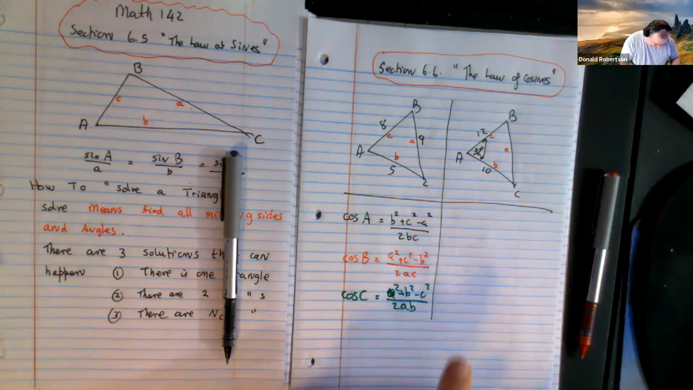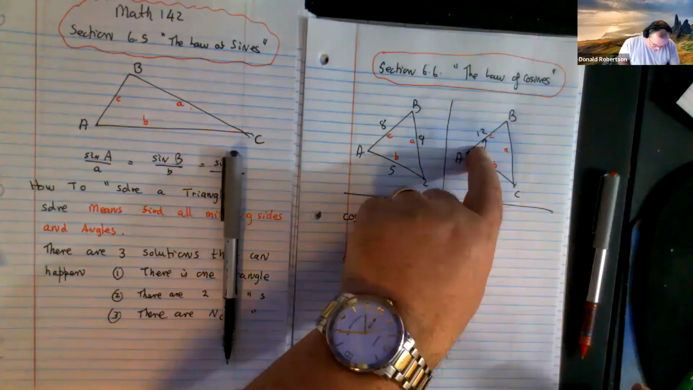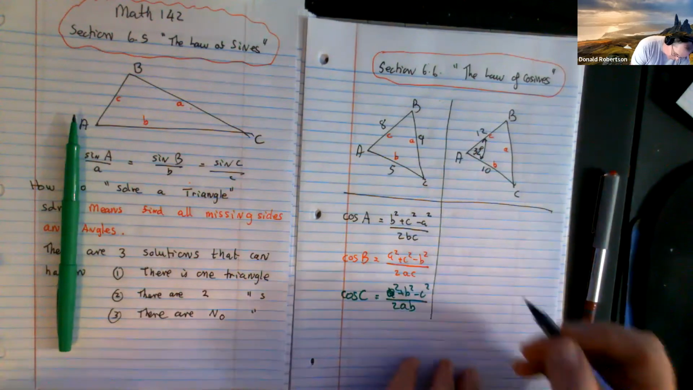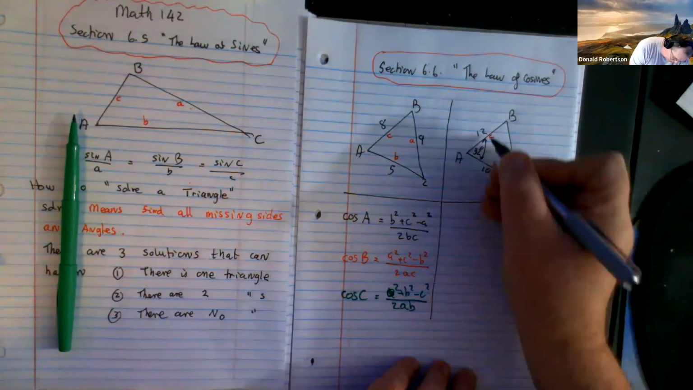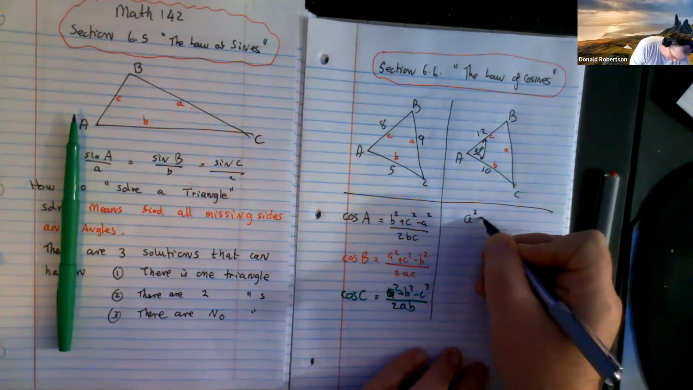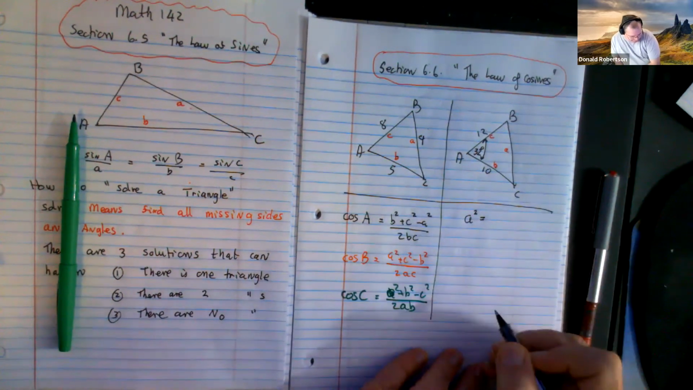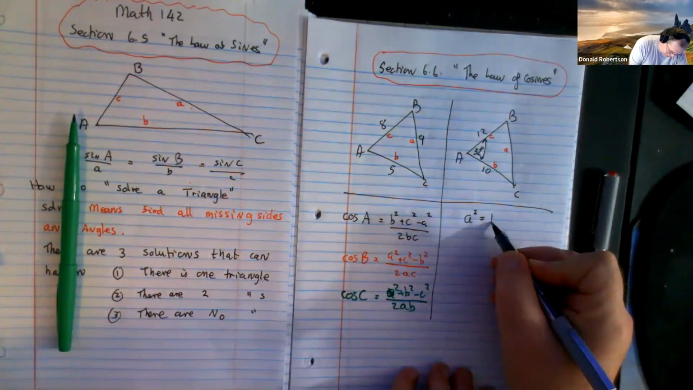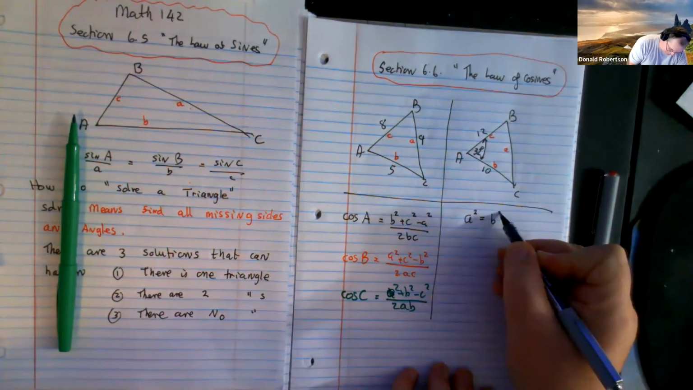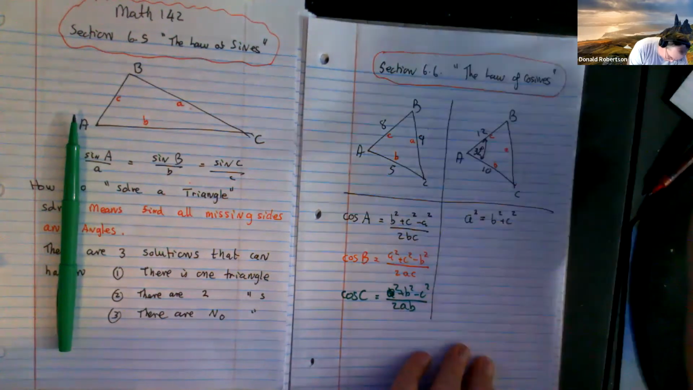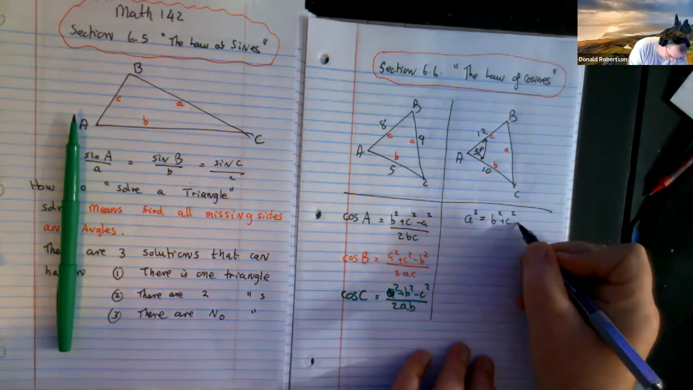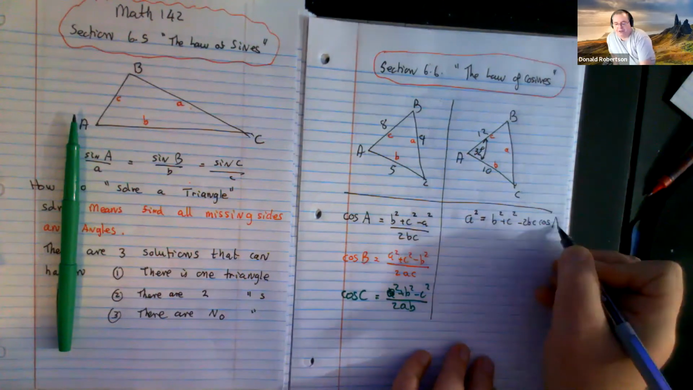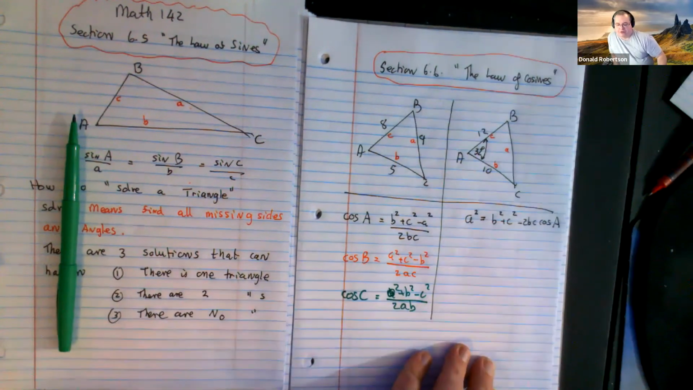But for this particular combination, you can only do the missing side a, because I already know b and c. So the formula for the missing side a is a squared equals b squared plus c squared, take away 2bc cosine of angle A. It's basically a rearrangement of this formula.